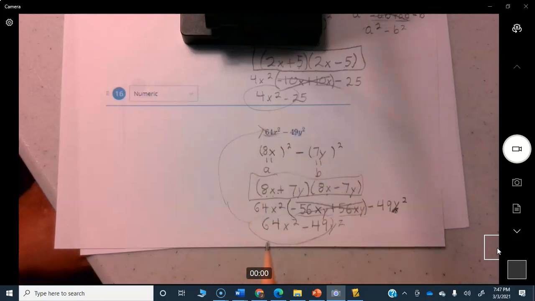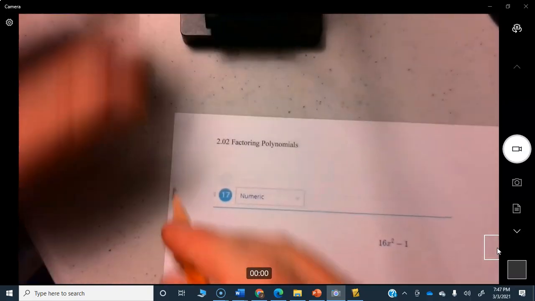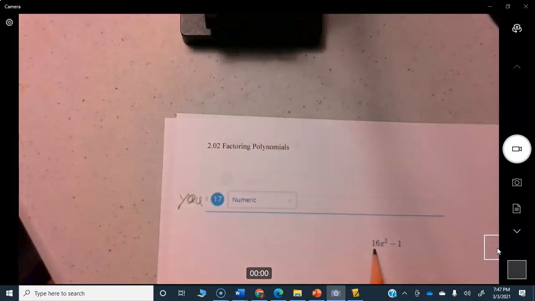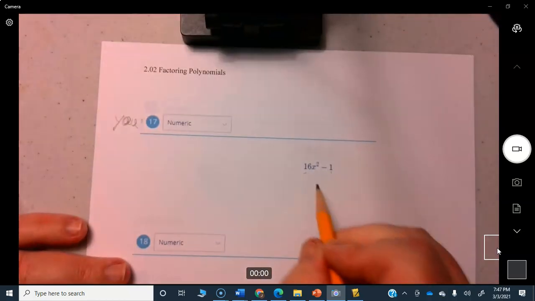So the last two were called difference of squares, and I'm going to leave this for you, it's 17, and it's also a difference of squares. Perfect square, and 1's a perfect square, right? 1 times 1 is 1, so that's a perfect square. And it's a negative sign, so it's a difference. Okay, so you're going to do that one.